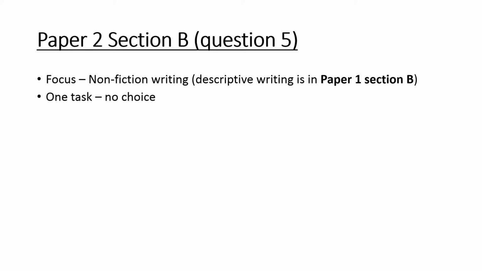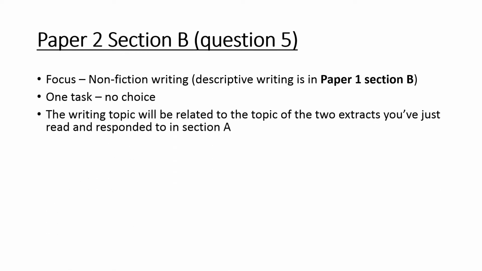Now, the other thing is that in paper 2, section B, you only get one task. There is no choice. In paper 1, section B, they give you a choice of 2 tasks and you pick the one that you prefer. But with paper 2, there is just one task and everybody attempts the same one.